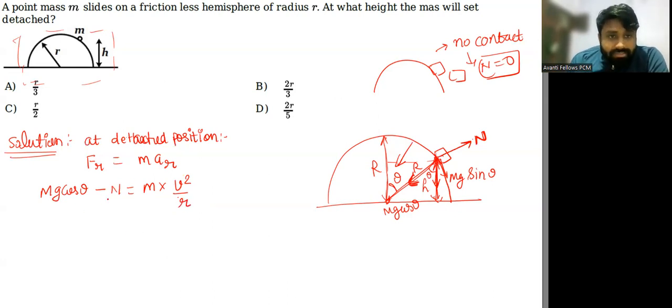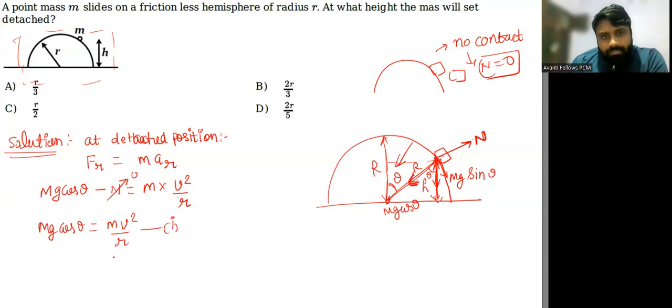Now, this N at detachment will become 0 when there is no contact. When this block loses contact with the hemisphere, there is no contact force, so there will be no normal reaction. So mg cos theta is equal to m v square upon small r. This is equation number 1.